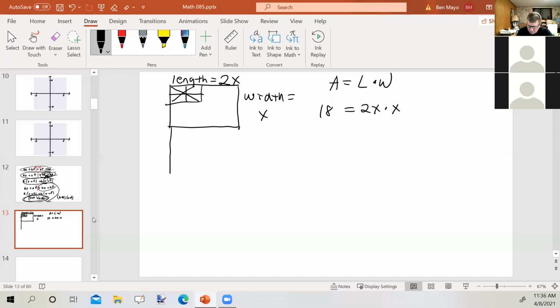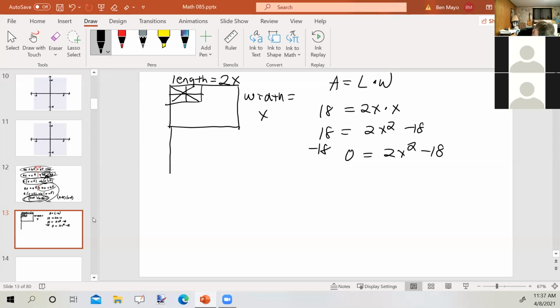Okay. So now I've got 18 equals 2x squared. This is a second degree equation. I want to put everything on one side set equal to 0 on the other side. It doesn't really matter which side is 0 as long as one of the sides is 0. I'm going to put everything on the right so that my leading coefficient will be a positive 2. So I'm going to subtract 18. So I get 0 equals 2x squared minus 18.